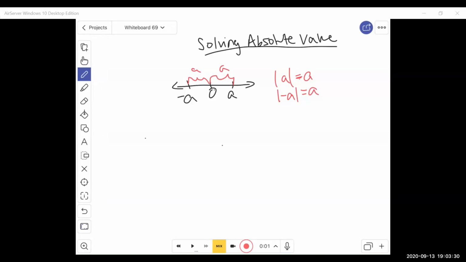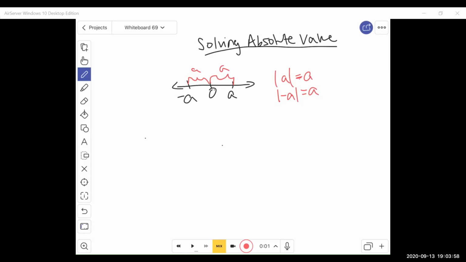It doesn't matter if I'm going a units to the right or going a units to the left. The absolute value of positive a would still just be the value of a. The absolute value of negative a, even though I'm going left, I don't care about the direction. All I care about is the distance, so the distance is still a. Since absolute value is distance, it's always going to create a positive value. So today we're going to focus on solving absolute value equations.